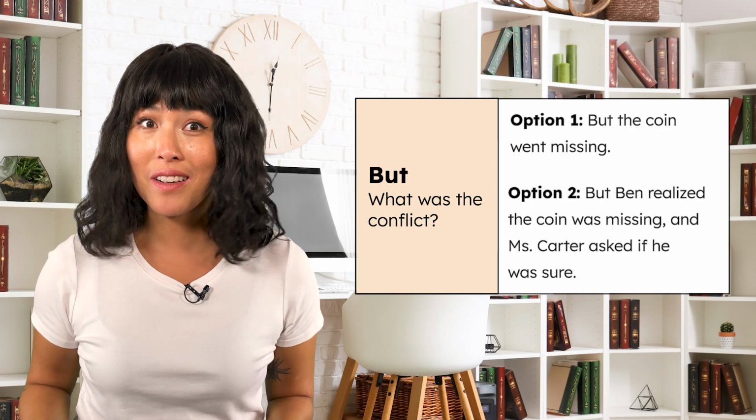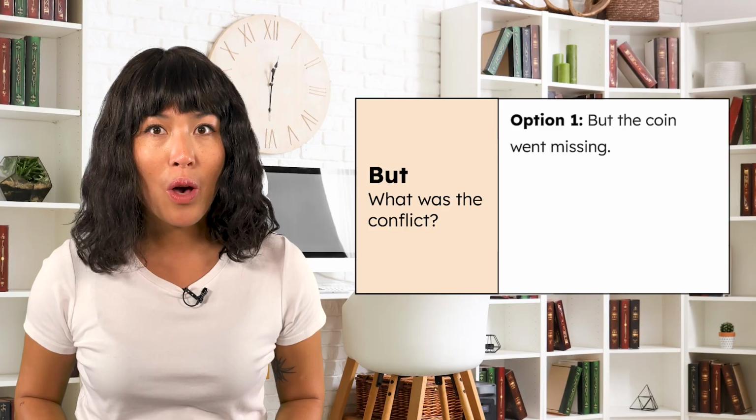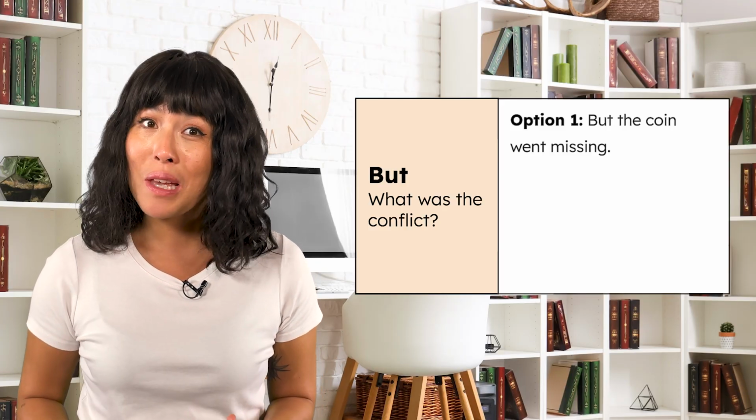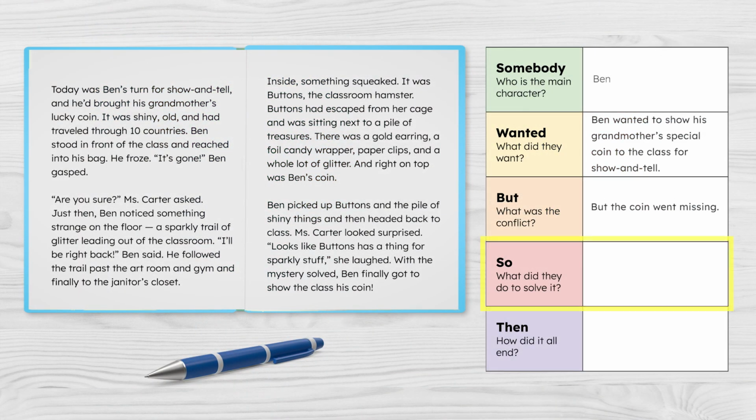The first one's better. It tells us the main problem without extra detail like what Miss Carter said, because the summary makes sense without it. Now for the so part. We need to explain what Ben did next. Focus on how he responded to the problem, like how he found the coin. Pause the video to summarize the so part in a sentence. Remember, don't include the ending yet.